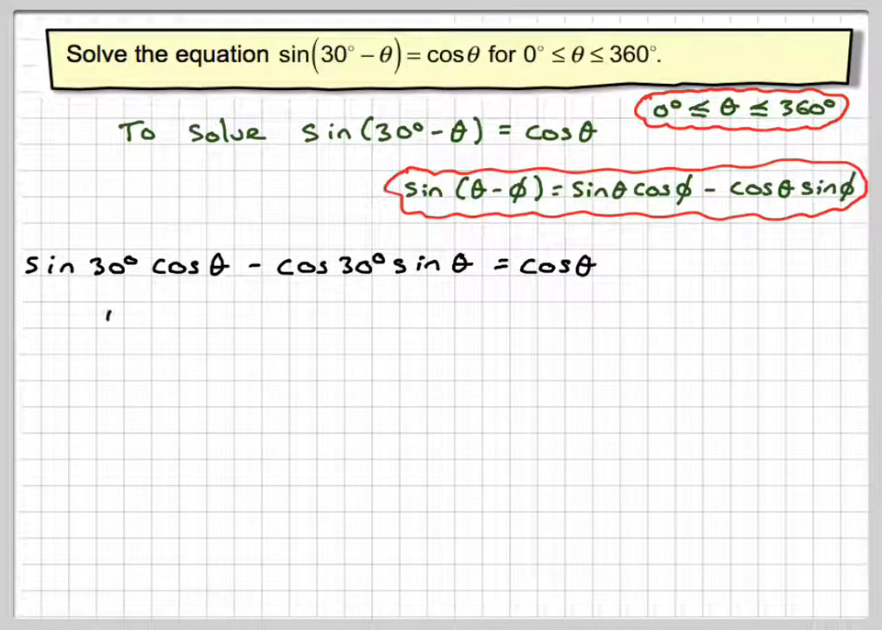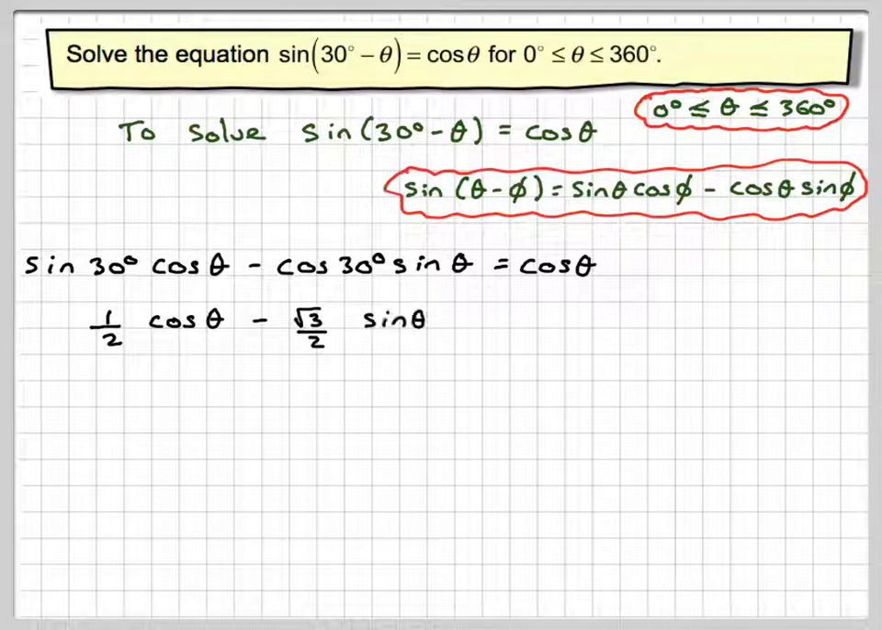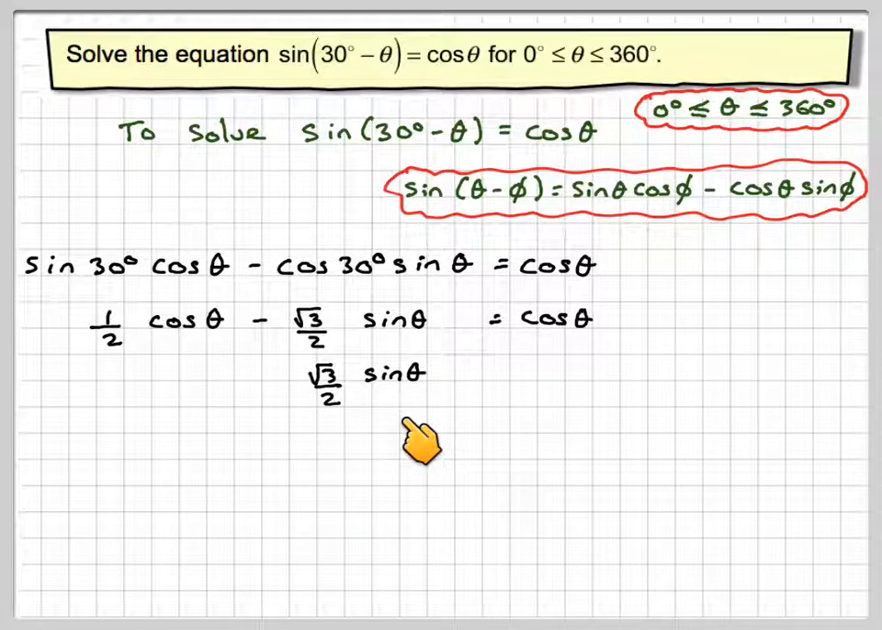Now sine 30 is a half, so this becomes a half cos theta, and cos 30 is root 3 by 2, so that becomes root 3 by 2 sine theta is equal to cos theta. Right, we need to collect everything with cos theta on one side and sine theta on the other. So if we make root 3 over 2 sine theta positive, then this will have come over here.